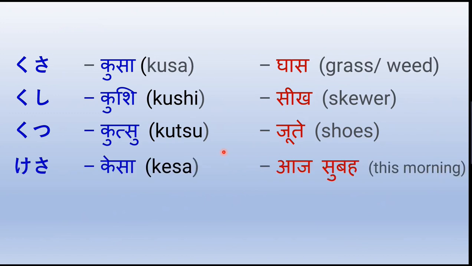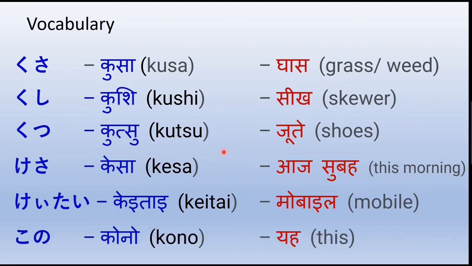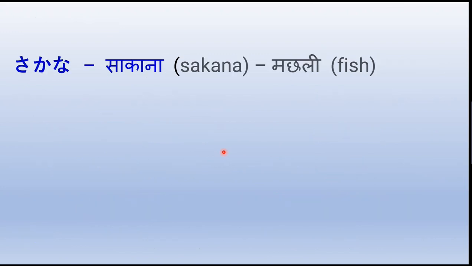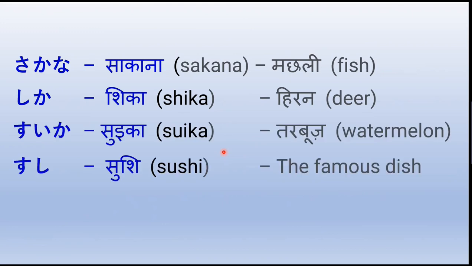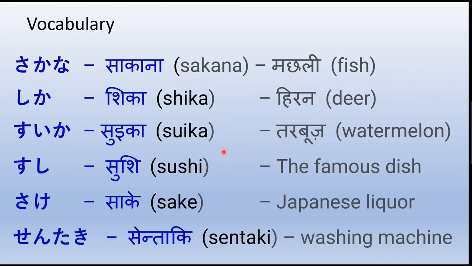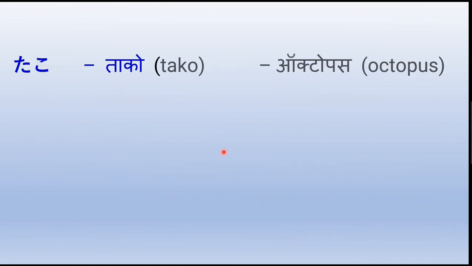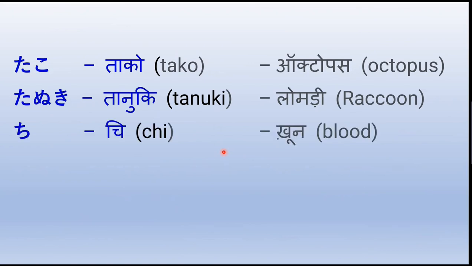Kesa. Kesa means this morning. Keitai. Keitai is mobile phone. Kono. Kono means this. Sakana. Fish. Shika. Deer. Suika. Watermelon. Sushi. The famous Japanese dish we all know. It's made of rice and fish and other materials. Sake. It's a special Japanese liquor, alcoholic drink. Sentaku. Sentaku means washing machine. Tako, octopus. Tanuki, raccoon. Chi. Chi means blood.